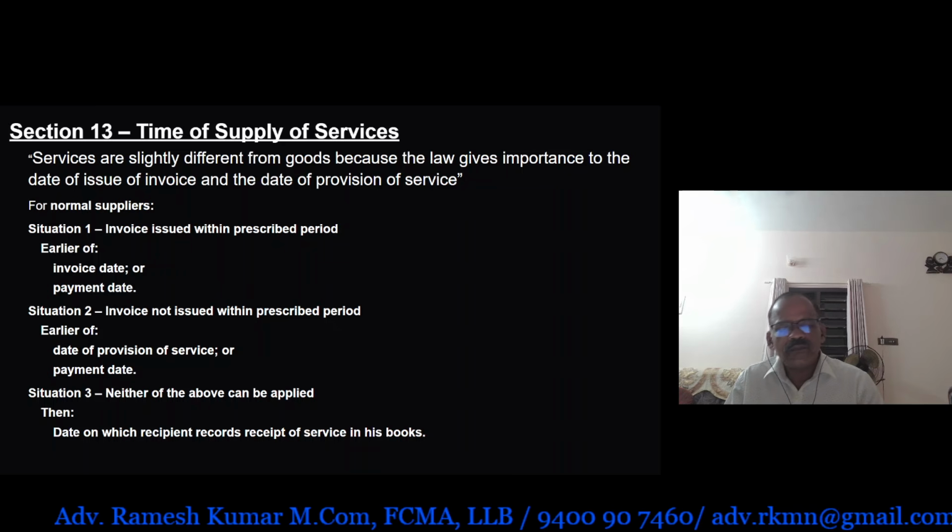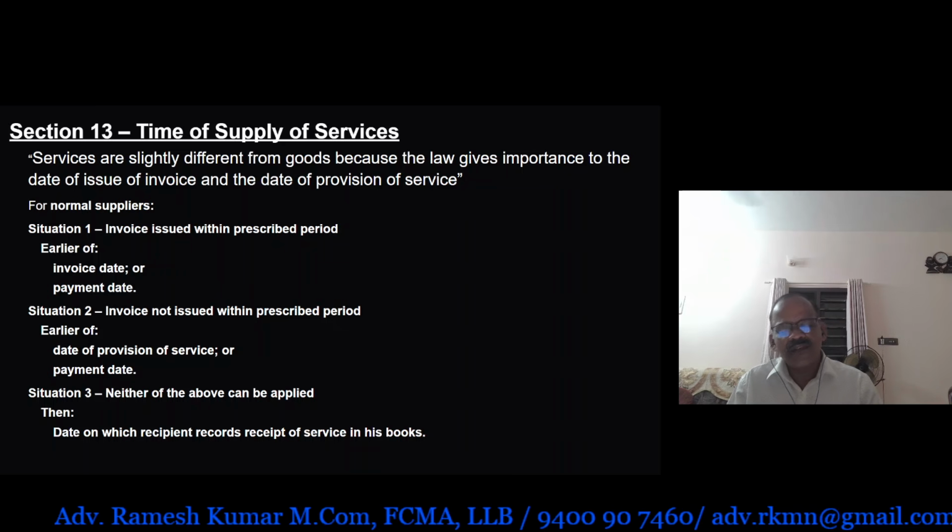Now situation 2, invoice is not issued within the prescribed period. Suppose the invoice is not issued within the prescribed period. Now the law changes the dates that we have to compare. So we compare date of provision of service and date of receipt of payment. Again, we take the earlier date.